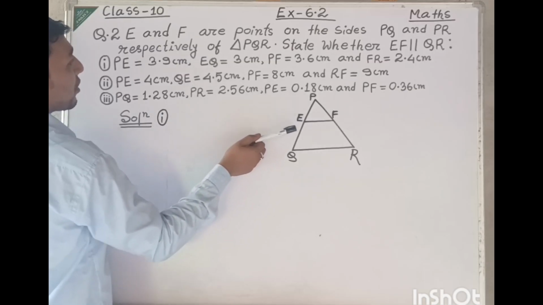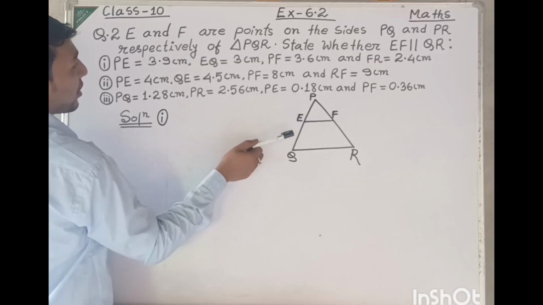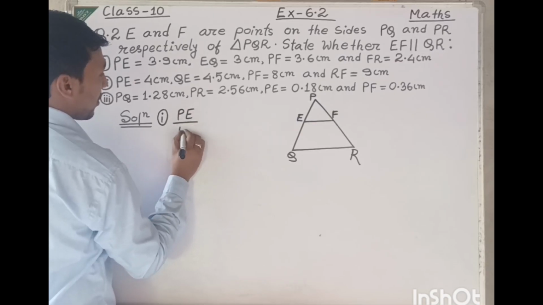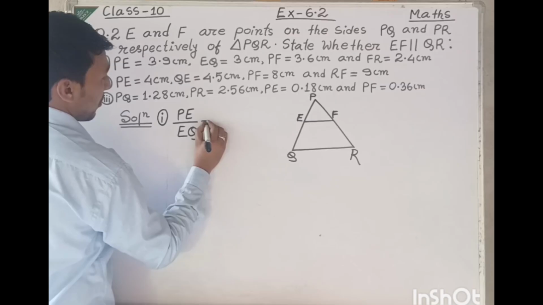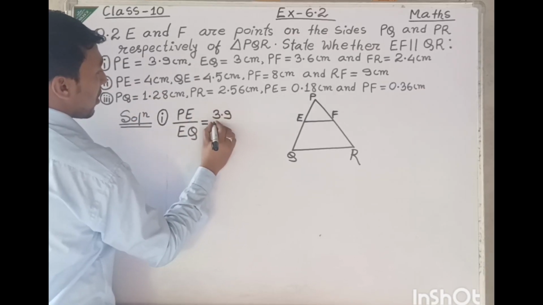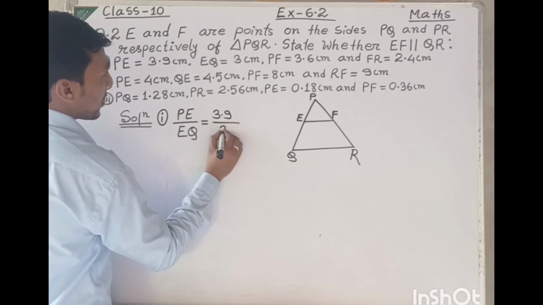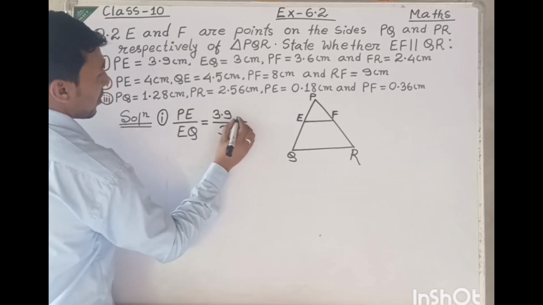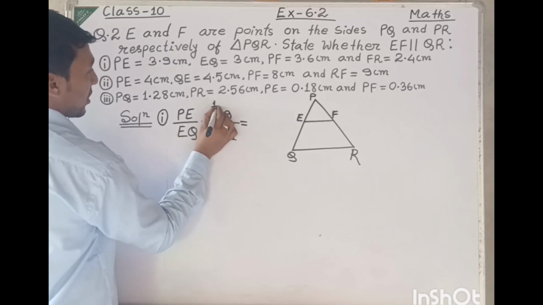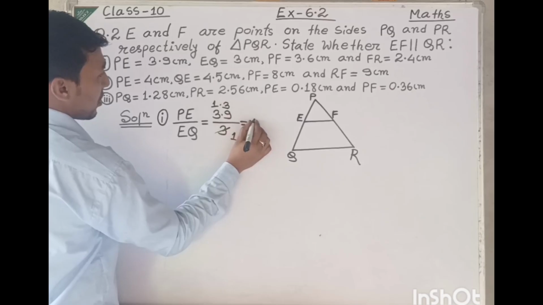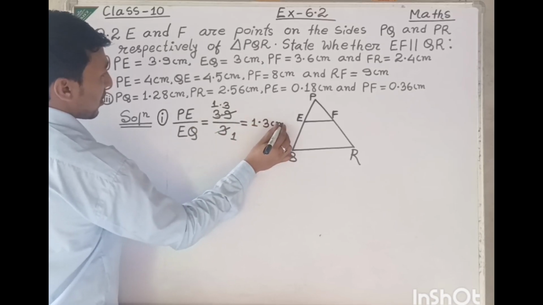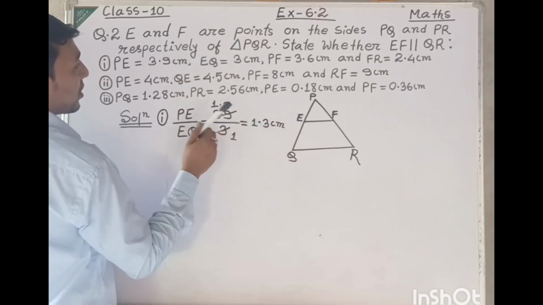Now if I compare the ratio here, then PE by EQ. You just write the value of PE. PE means here 3.9 by EQ means 3 centimeter. Now just divide: 3 1s are 3, 3 1s are 3 and 3 3s are 9. So after cancelling, the answer is 1.3 centimeter. This side ratio is 1.3 centimeter.